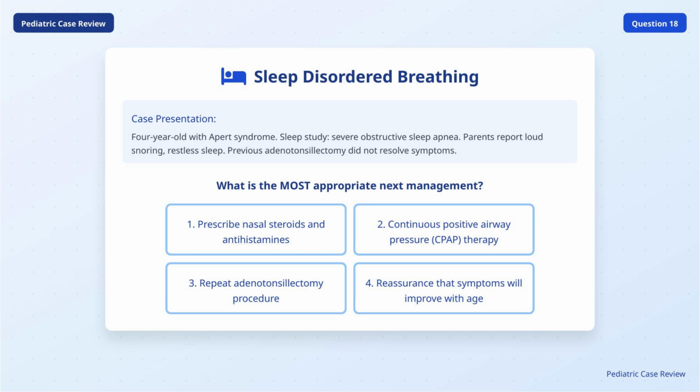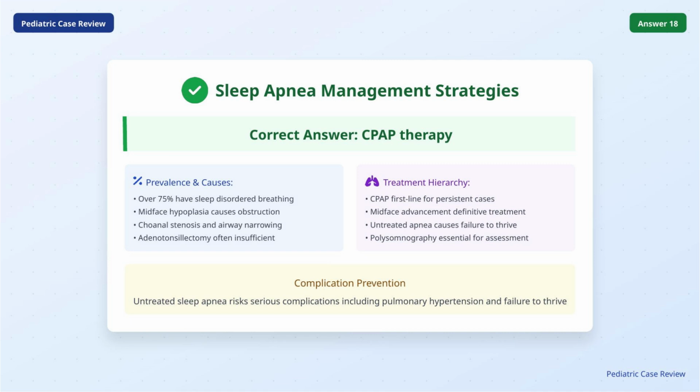Option 1. Prescribe nasal steroids and antihistamines. Option 2. Continuous positive airway pressure therapy. Option 3. Repeat adenotonsillectomy procedure. Option 4. Reassurance that symptoms will improve with age. The correct answer is continuous positive airway pressure therapy.